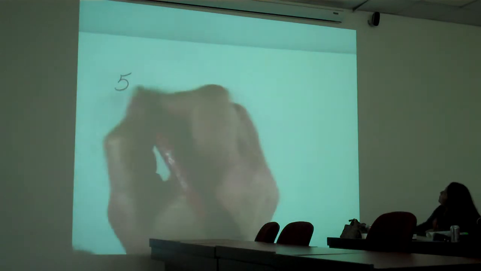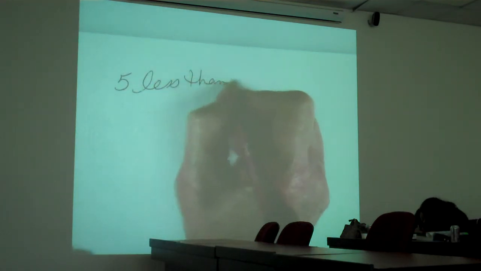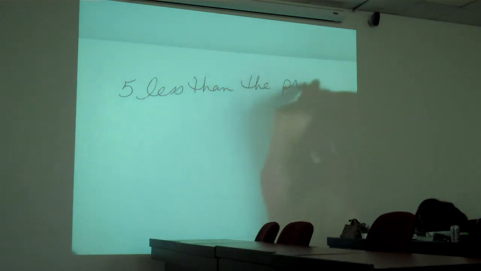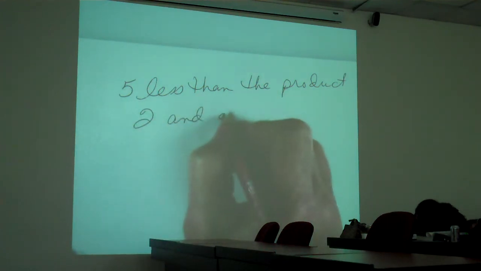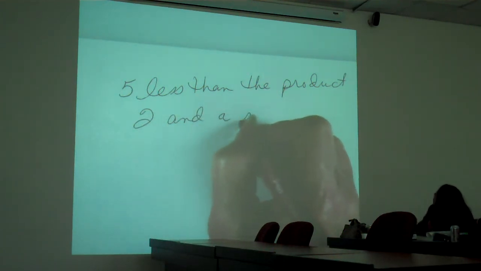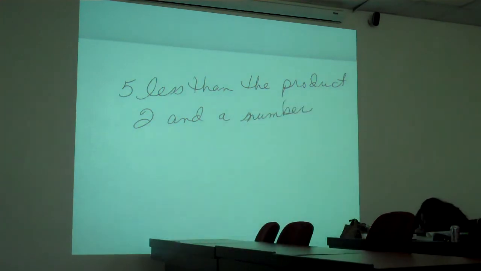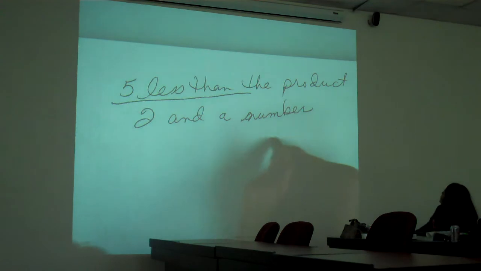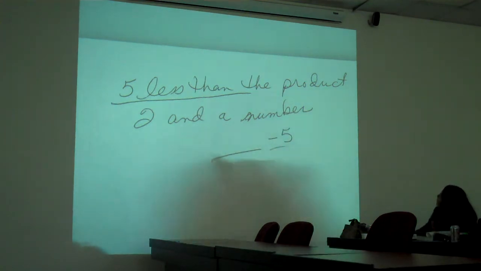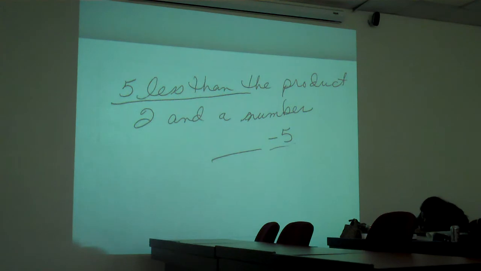How about if it says a combination? How about if it says 5 less than the product of 2 and a number, 2 and some number. Okay, take that just a little piece at a time. Say 5 less than something, you know it's going to end in subtracting 5 from something. So go ahead and put the minus 5, and then you're going to work in front of it.